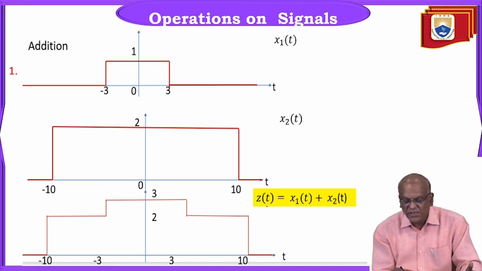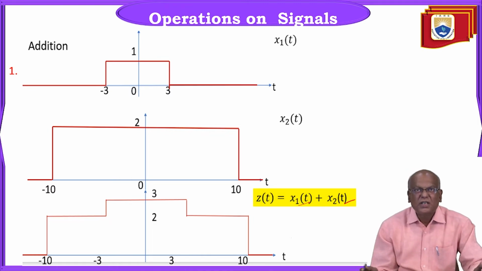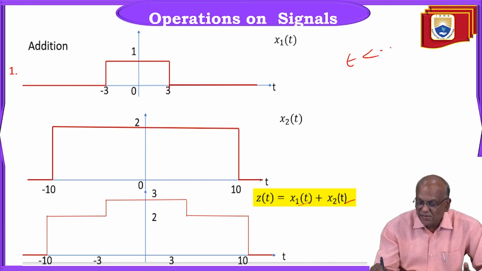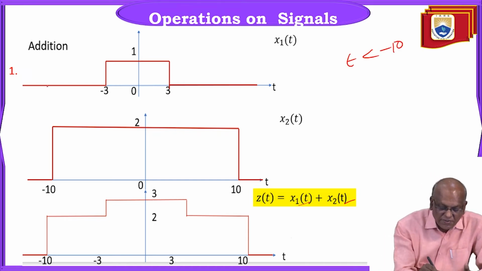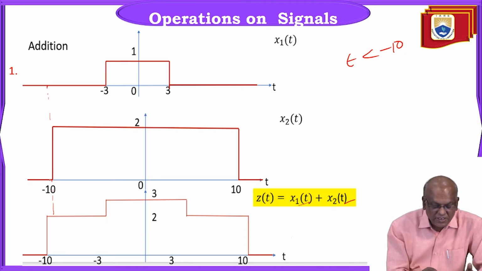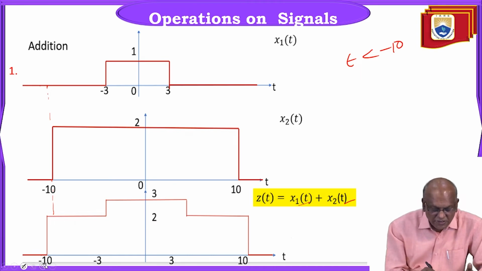The added signal is given by z(t) equal to x1(t) plus x2(t). According to the time-by-time operations, consider t less than minus 10. Under this condition, x1(t) equals 0 for t less than minus 10, and x2(t) is also 0 for t less than minus 10. By adding 0 and 0, we get 0. So z(t) becomes 0.